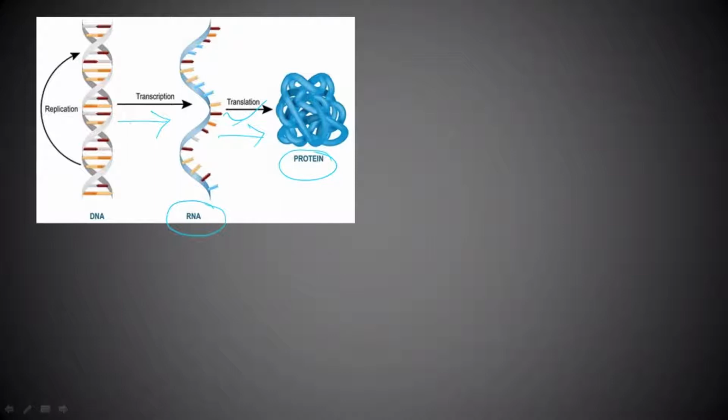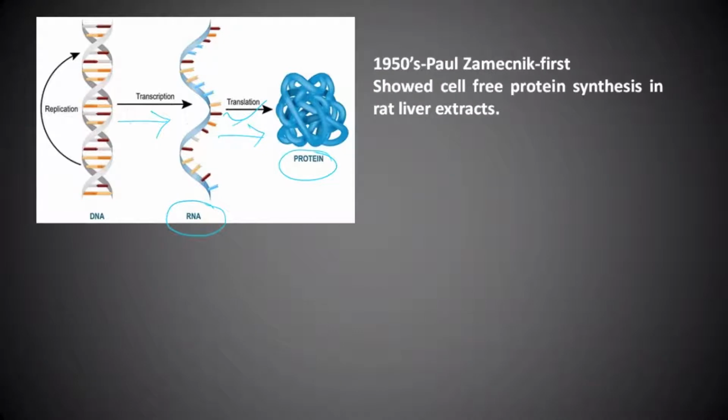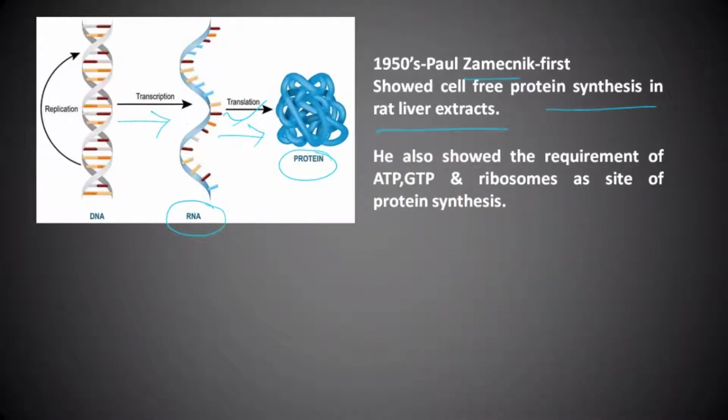Actually, translation is a mechanism of protein synthesis from mRNA templates. The mRNAs are in fact the blueprints of DNA, where the genetic information is encoded in alphabets, which get translated into protein. The synthesis of peptide bonds is the principal chemical event in protein synthesis. In 1950, Paul Zamecnik first showed cell-free protein synthesis in rat liver extracts. Then he also showed the requirement of ATP and GTP, and showed that the ribosome is the site of protein synthesis.